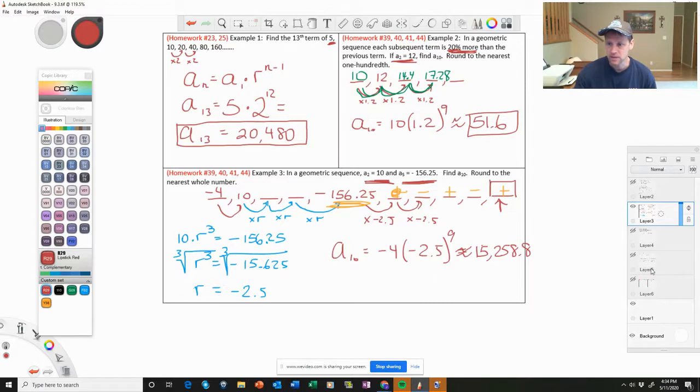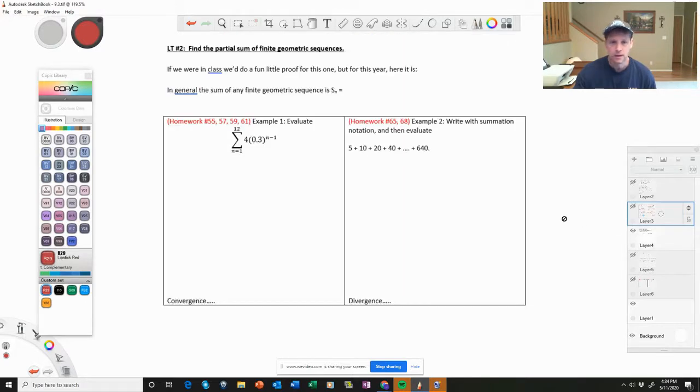Okay, let's see what's on this next page. The other thing it's going to have you do in this assignment, just like with the arithmetic sequences, is find the sum of some series. For example, I want to find the sum of the first 12 terms of this geometric series. If we were in class, we'd do a fun little proof on this one, but we're not going to do that because we're trying to keep the time down.